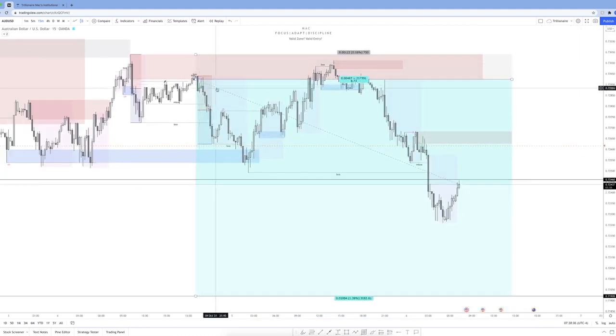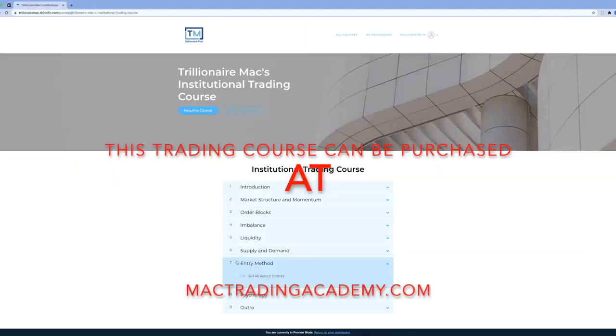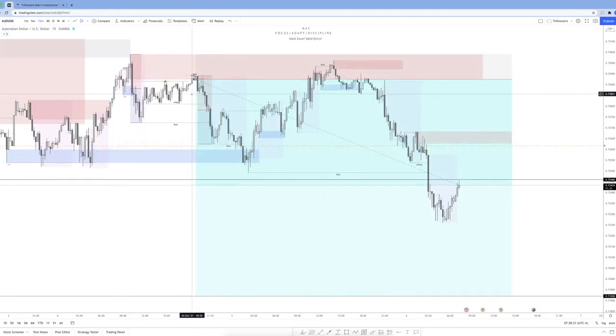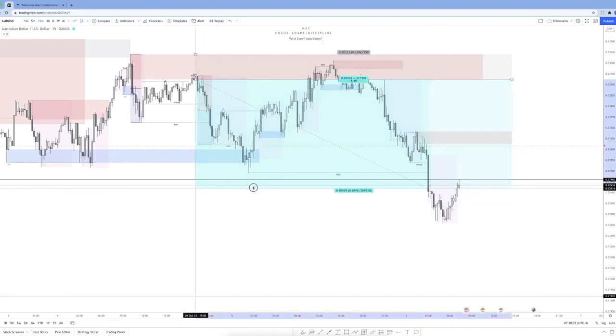So yeah, I hope you guys can see the difference between the two entries, two entry methods, the two entry models, whatever you want to call it. I actually have 3 entry models that we talk about within the supply and demand institutional trading course, but just applying 2 of those, I hope you guys are able to see how successful it is. I'm just happy that all of my clients are currently up right now over 5%.